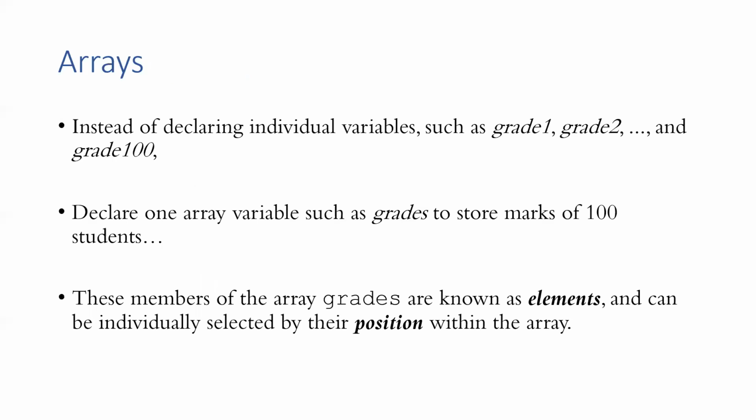So let's say instead of declaring individual variables such as grade1, grade2 and grade100, or like the first example that we have shown, person1, person2, we declare one array of variables such as grades to store marks of 100 students. These members of the grades array are what we call elements and can be individually selected by their position within the array. You will understand this later as we go on.